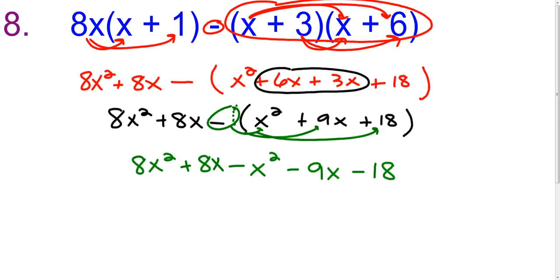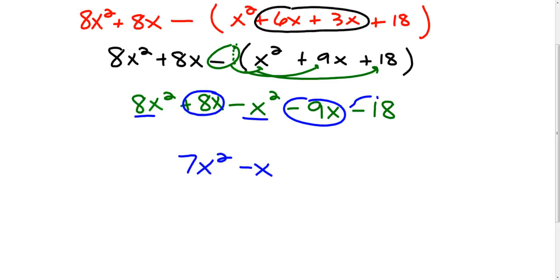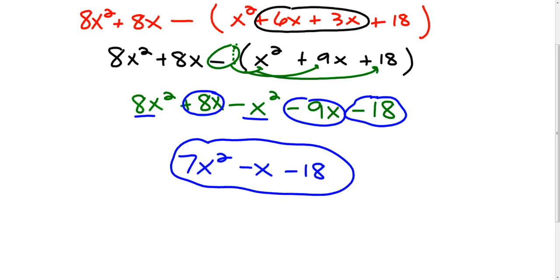Okay, and now I get to combine my like terms. So if I have an 8x squared and a negative 1x squared, that gives me 7x squared. And I have an 8x and a negative 9x, which gives me negative x. And then I have this negative 18 that I haven't dealt with. Okay, and that should be your problems.